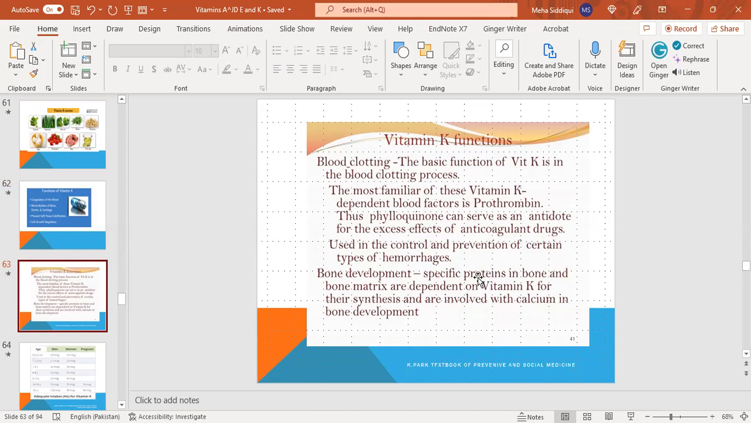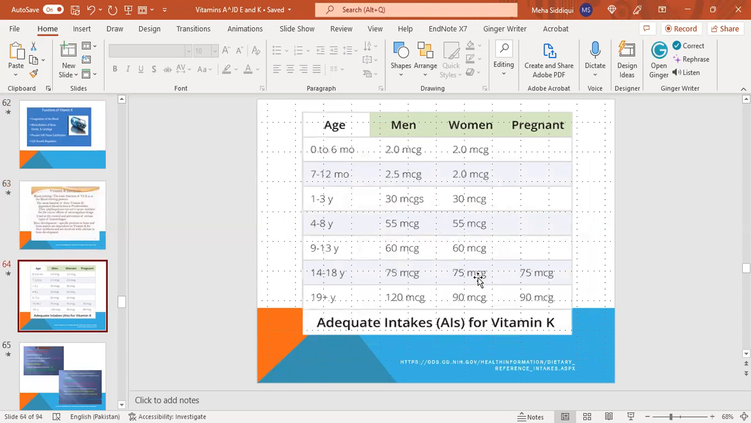These are used in the control and prevention of certain types of hemorrhages. They are also used in bone development. Specific proteins in bone and bone matrix are dependent on vitamin K for their synthesis and are involved with calcium in bone development. This is the table to show the adequate intake for vitamin K.